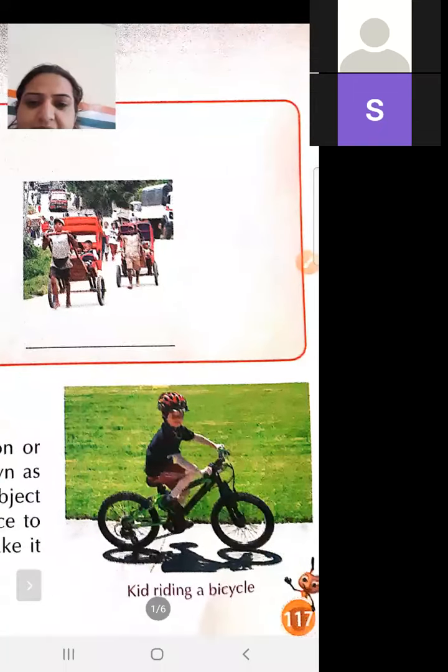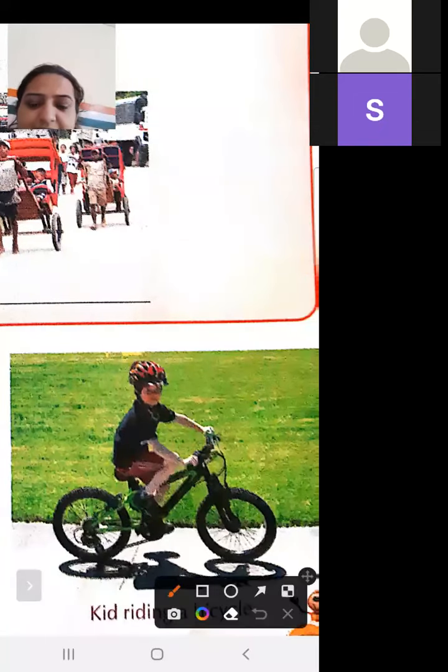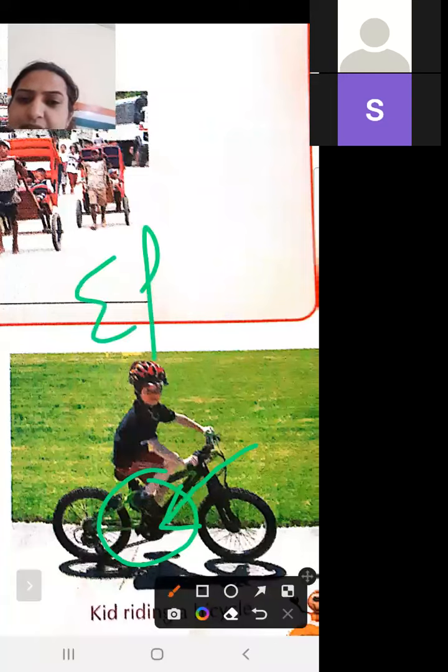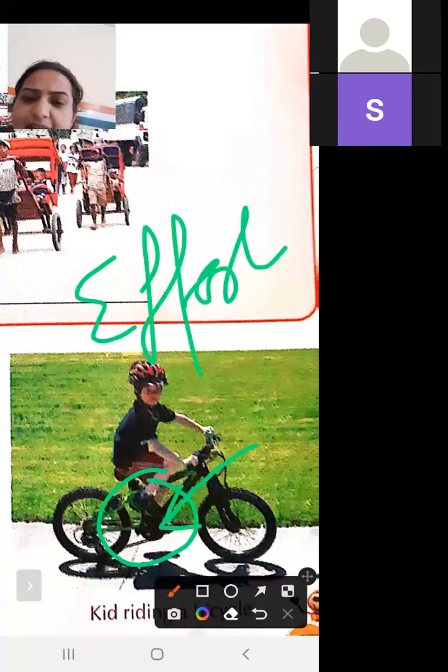Suppose this kid is riding a bicycle, and he wants to move the pedal. So what is required? Effort.